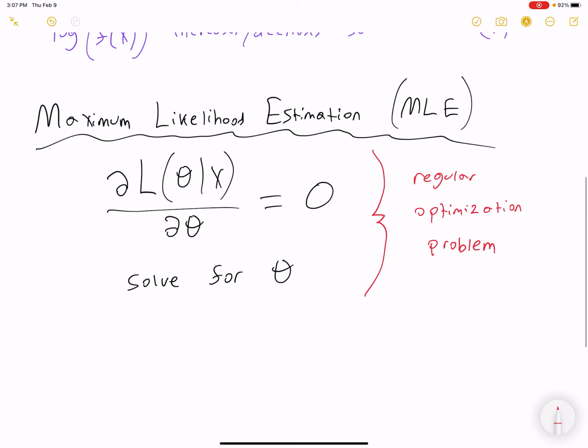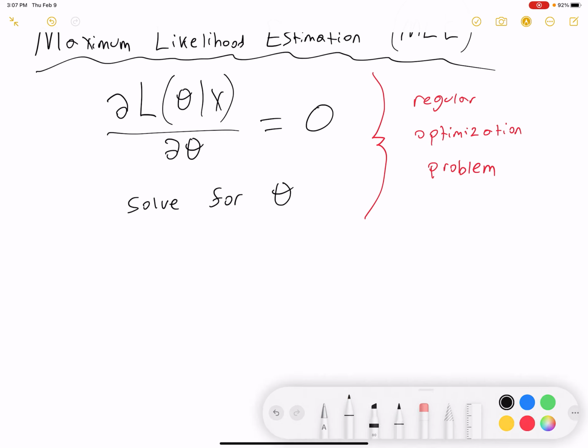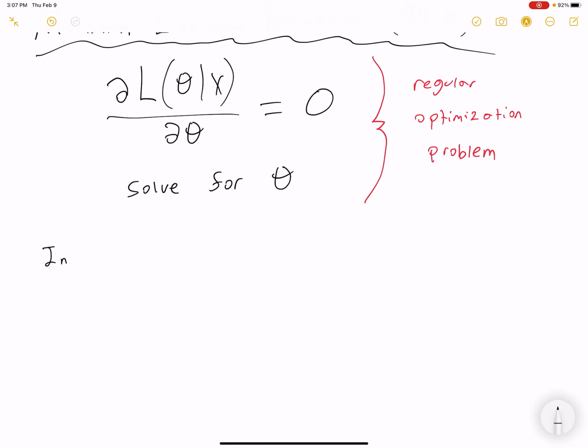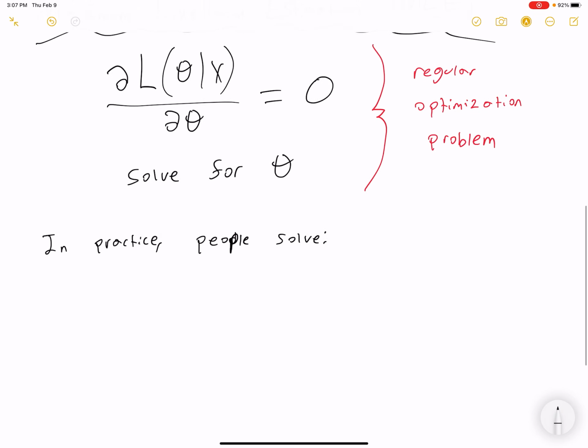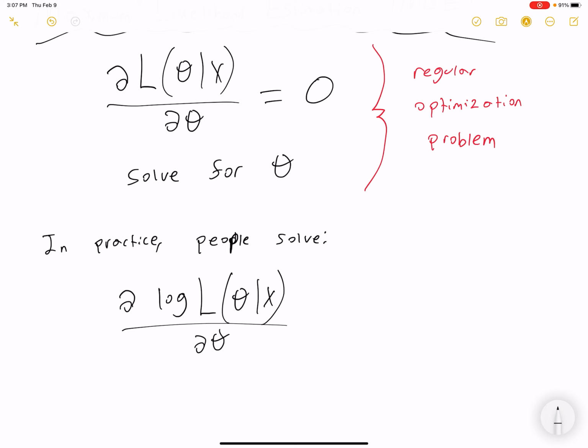And in practice, people solve the log of the likelihood. So the derivative of the log of the likelihood with respect to theta equals 0, solved for theta.